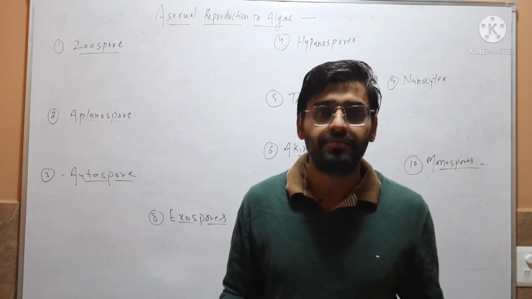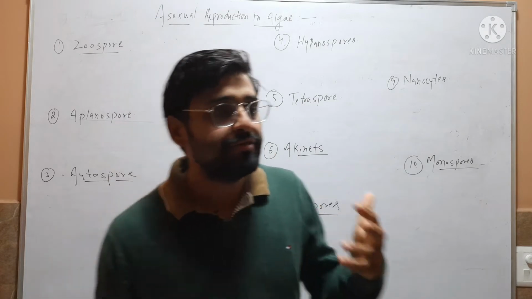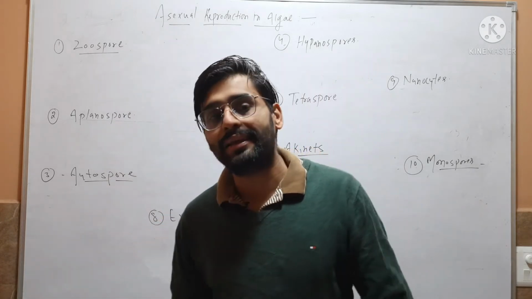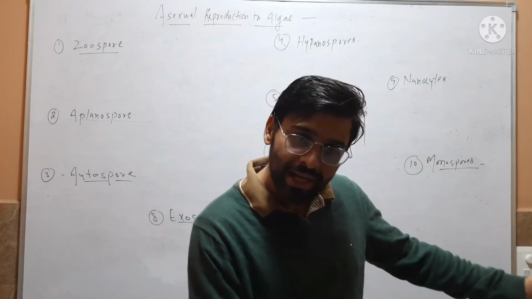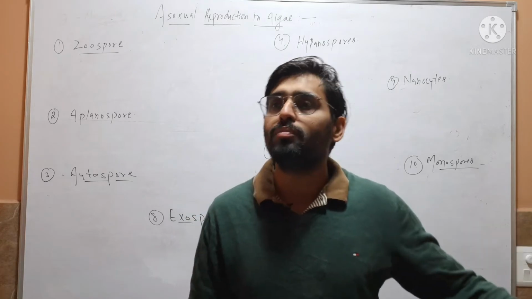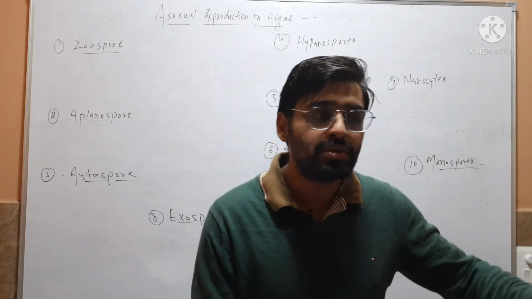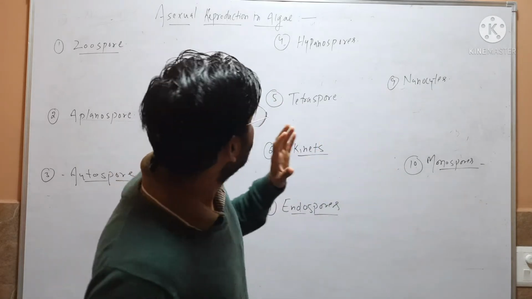Hello friends, in this video we will discuss asexual reproduction in algae. We know that asexual reproduction in algae occurs through various spores that may be motile or non-motile. So various motile and non-motile spores are formed during asexual reproduction in algae.